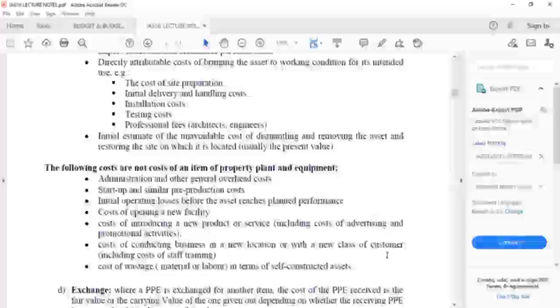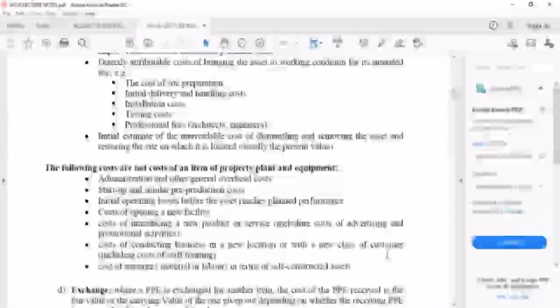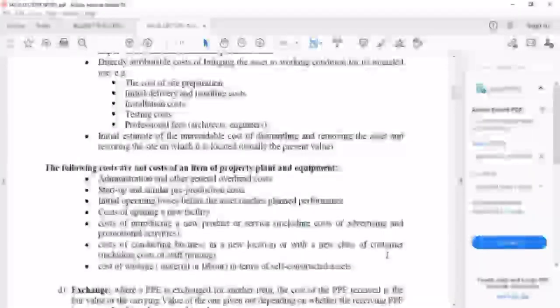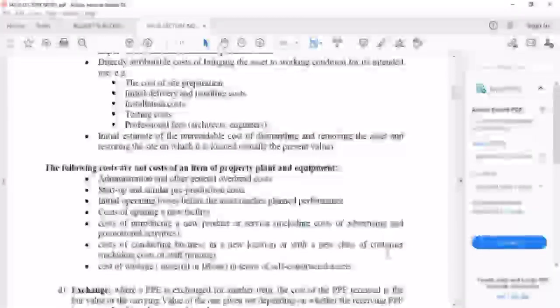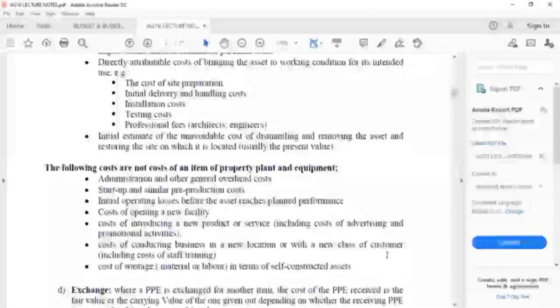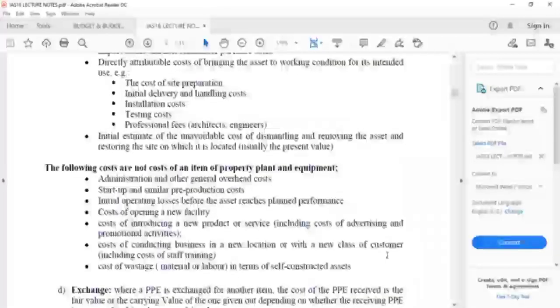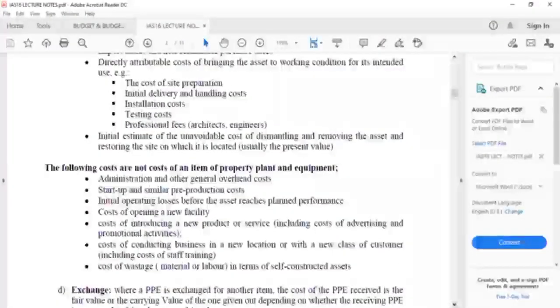Cost of wastage, material or labor in terms of a self-constructed asset. I'm saying that if you are constructing the asset yourself, we only add the cost of the material used in the construction process of the asset, and the cost of the labor directly incurred on the construction of the asset. If there is any idle time that you paid for, the hours when the labor were not working but you paid them, which were not used on the construction of the asset, that particular cost for the idle time will not be added to the cost of the asset. That is what they are talking about over there.